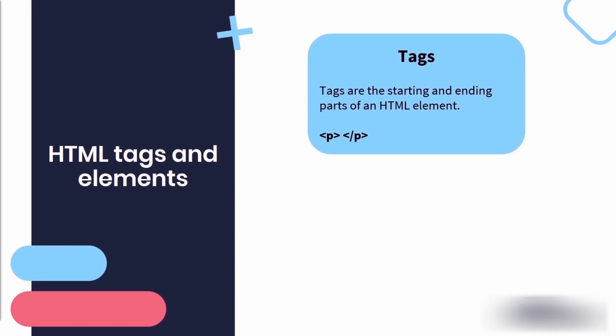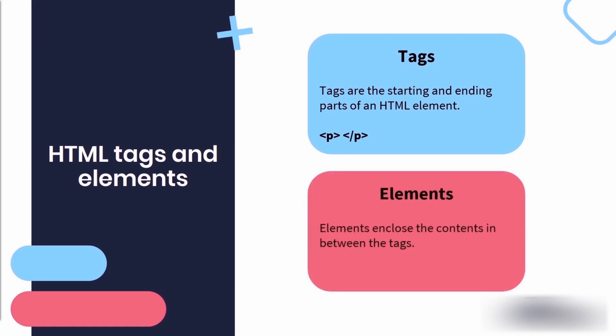Then we have a closing tag just after that with another open angular bracket, a slash P, and a closing angular bracket. Now, an element is slightly different, but essentially they are the same thing. We refer to them as the same thing when we talk pseudocode or when we talk web development languages. And essentially, elements enclose the content in between the tags. An element is a combination of the tag itself, the closing and opening tag, as well as the content that sits between those tags. And in this case, we have a sentence that says, "This is some text."